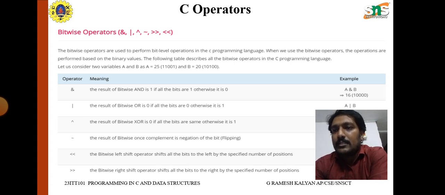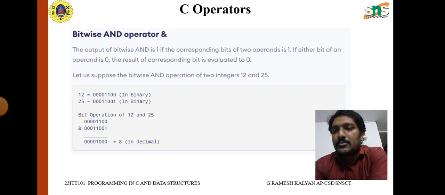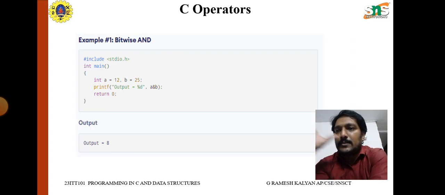So, bitwise AND and bitwise OR operators. First one is the bitwise AND operator. The bitwise AND operator is 1 if the corresponding bits of two operands are 1. If either bit of one operand is 0, then the result is taken as 0. That is, if you have two values and both values are 1, the value is taken as 1, or else it is taken as 0. This is an example of bitwise AND.